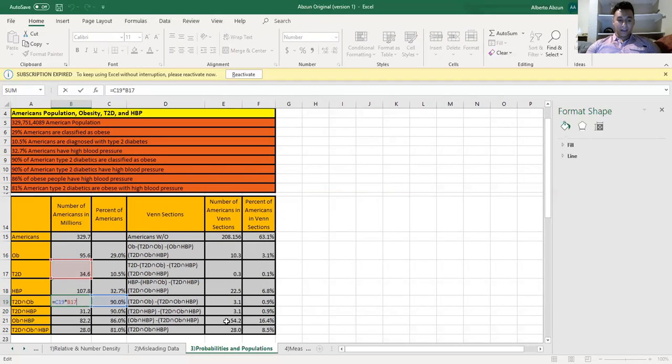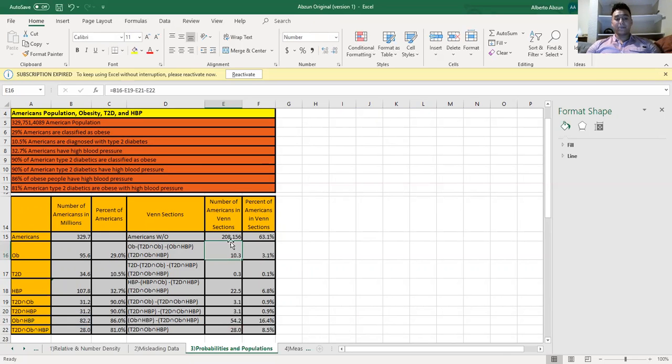And then on this other Venn section, number of Americans in Venn sections, it says here, obese and high blood pressure minus type 2 diabetes, obese and high blood pressure. So what we did was we got this number right here, obese and high blood pressure, 82.2, and we subtracted all three because it's overlapping data.